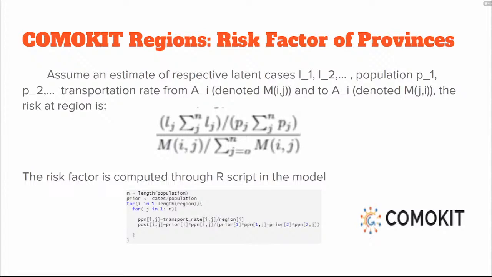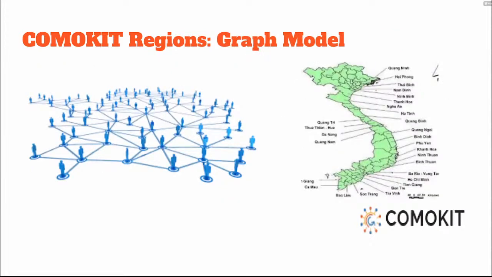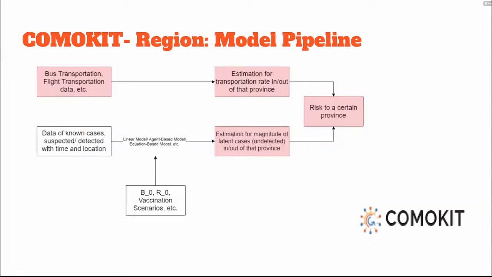And another thing about this model is that we believe the risk to a certain region is actually independent of the distance, but dependent on the transportation rate, which can be estimated from the travel data between buses and other transportation methods. So here's the basic model pipeline.